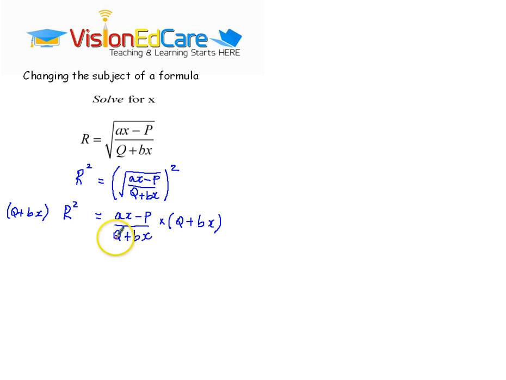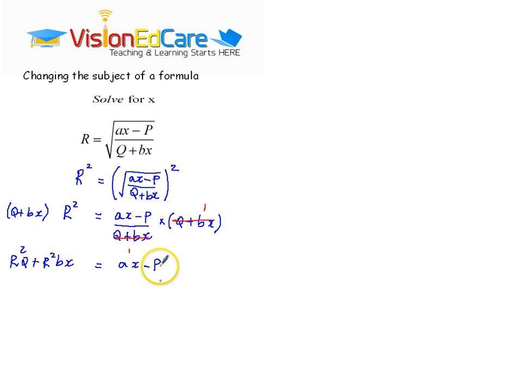So this would cancel out each other there. So on the right hand side I just have ax minus p. On the left hand side I get r squared q plus r squared bx.